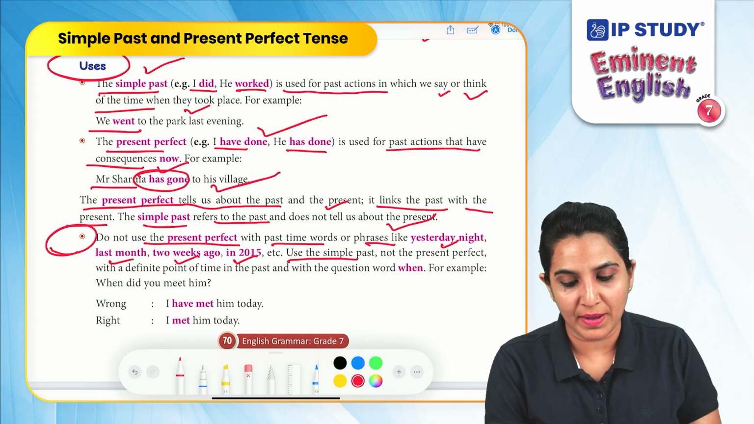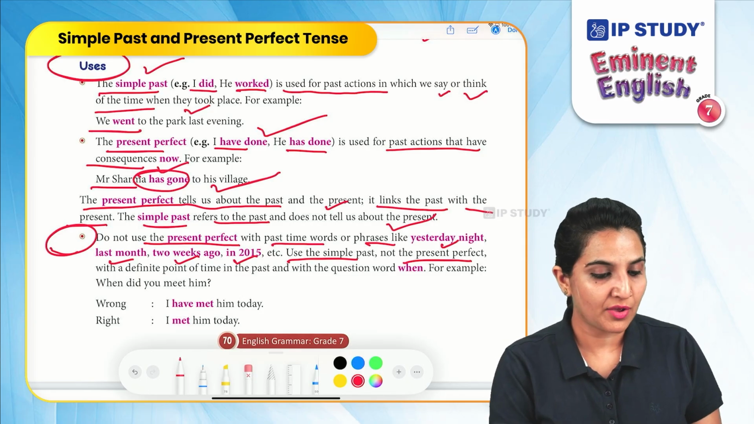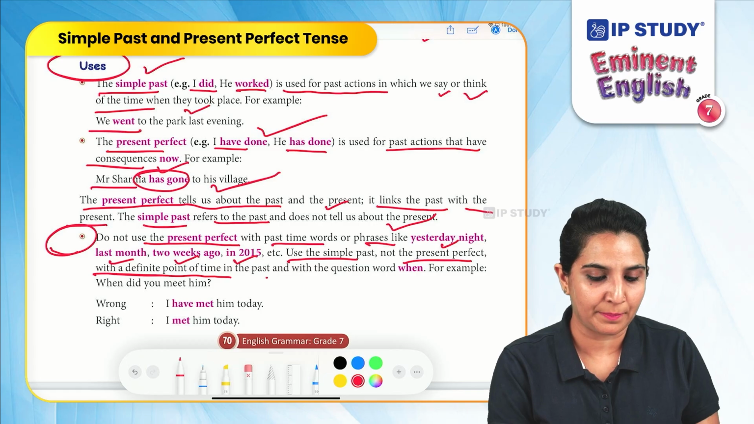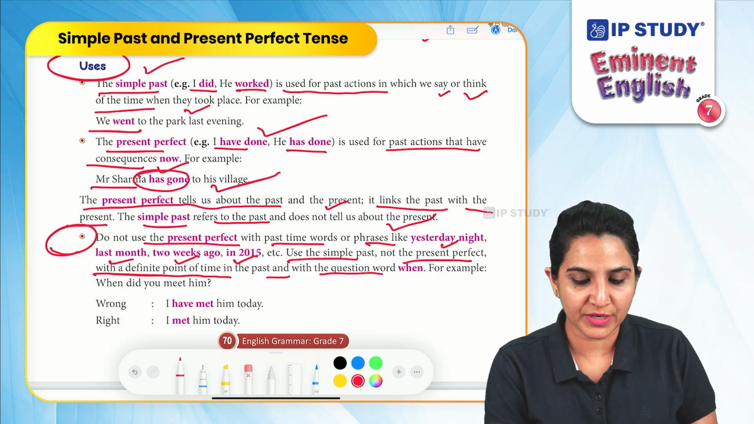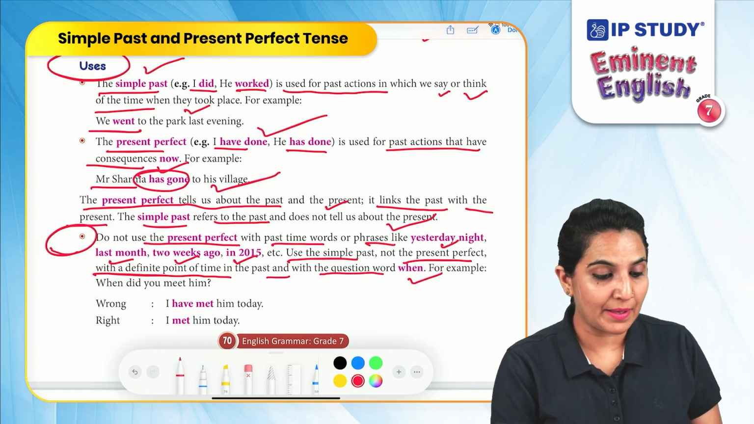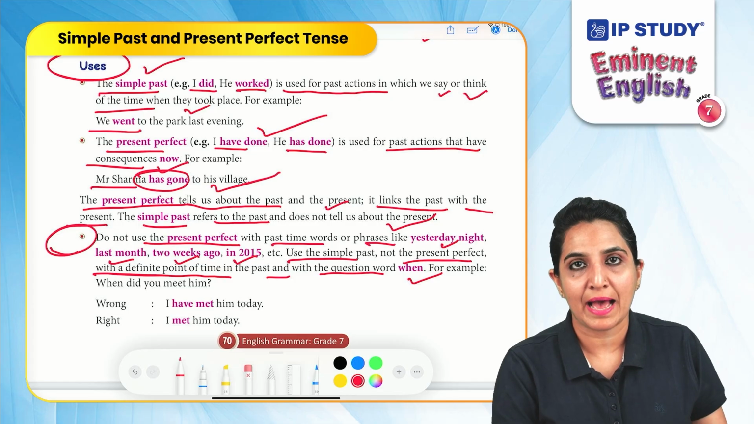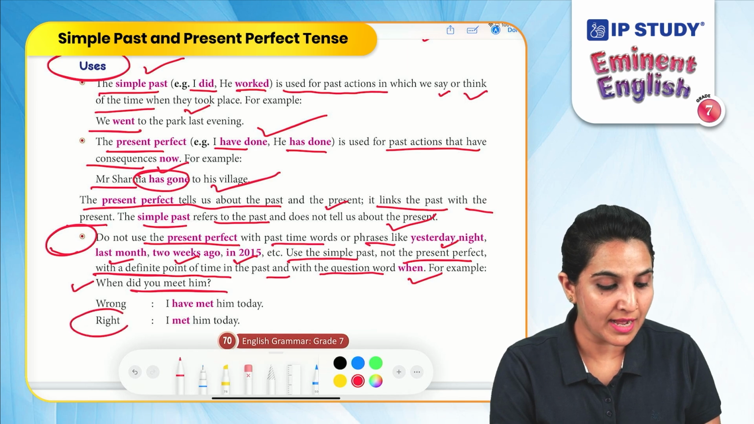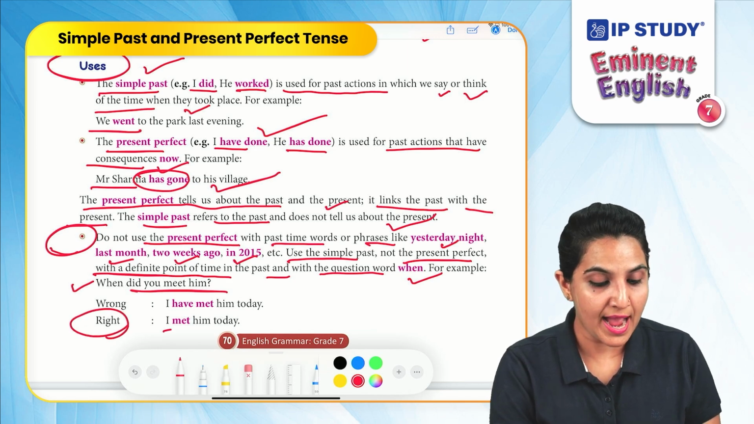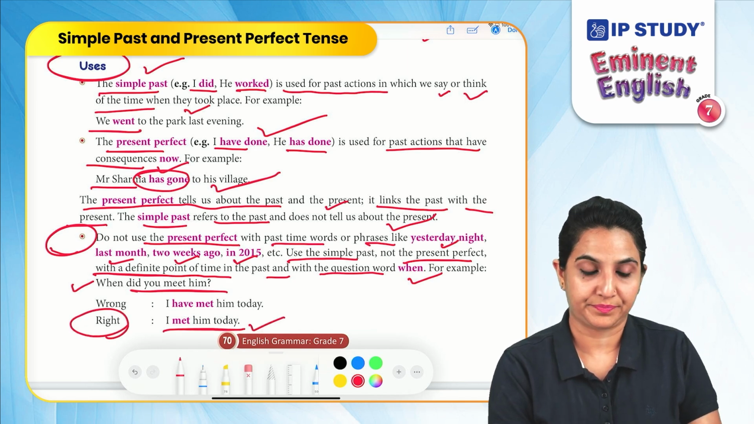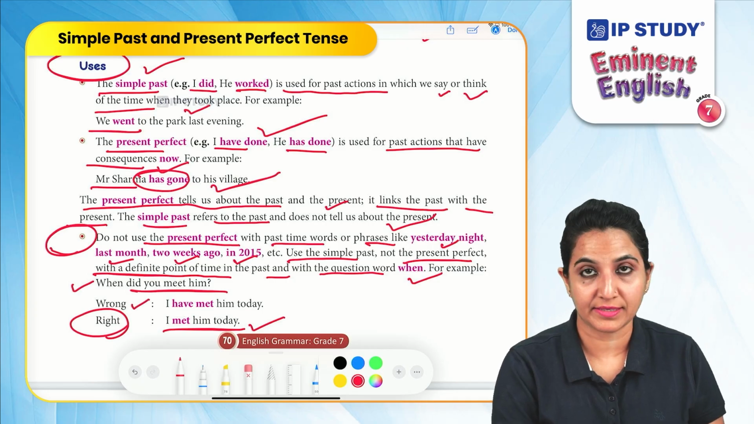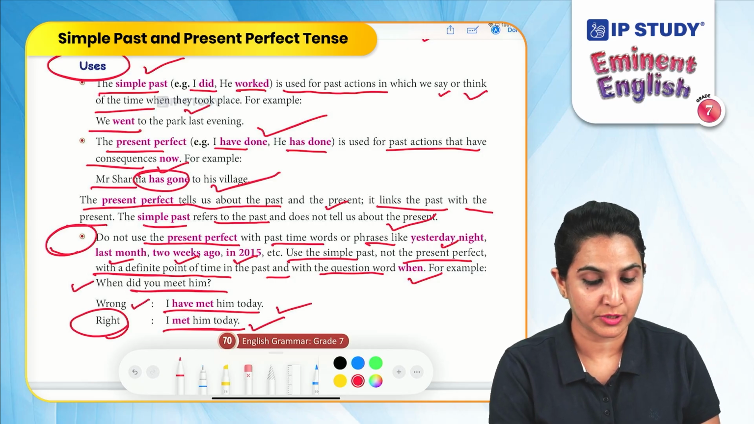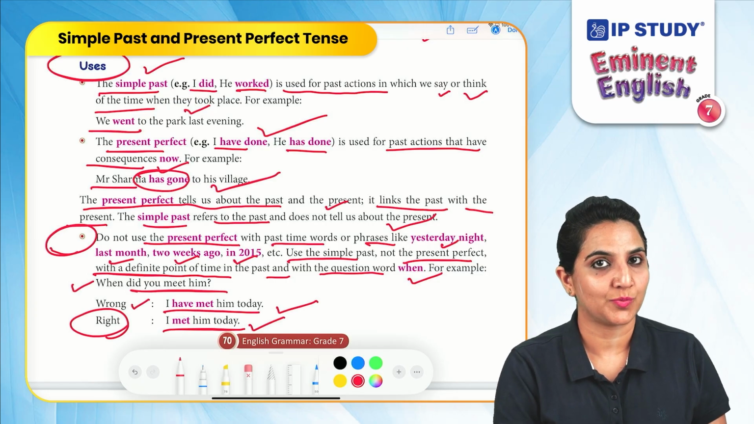Use the simple past and not the present perfect with a definite point of time in the past and with the question word when. For example, when did you meet him? The right answer to this would be, I met him today. And the incorrect answer would be, I have met him today. Why is that so? Very good.